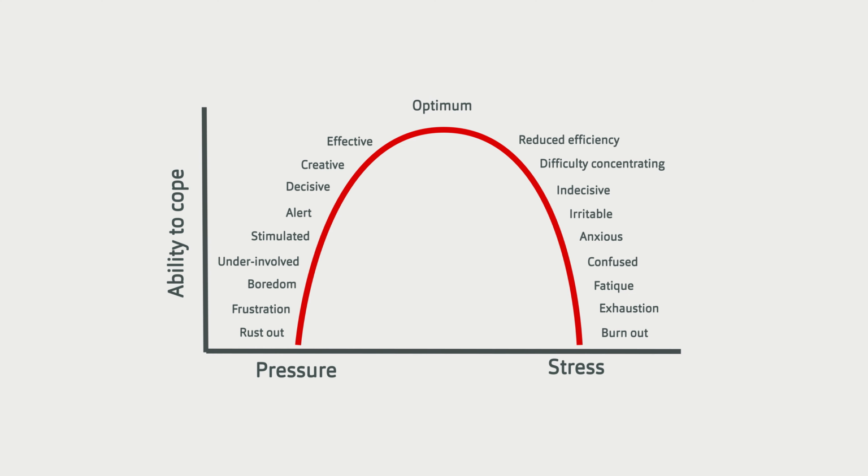What we see in the bottom left-hand corner is where stress and pressure is low, and our performance is also low. This is a space where we haven't really got much going on that's giving us any kind of pressure or motivation. So we might feel bored, stagnant, unfulfilled, unengaged, unstimulated, unmotivated in that space.